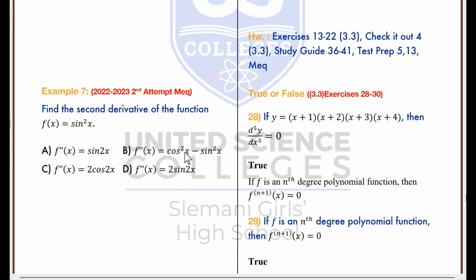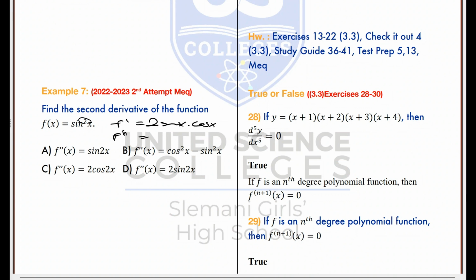Another mystery question, find the second derivative. All right, we have two ways of solving this. Find the first derivative. Derivative of sine squared is, apply the power rule, 2 down in front, sine x times derivative of sine, cosine x. To find the second derivative, you can either apply the power rule or just use the identity.